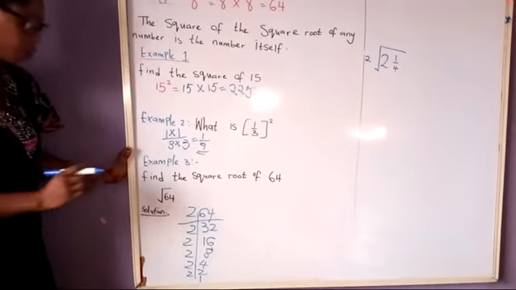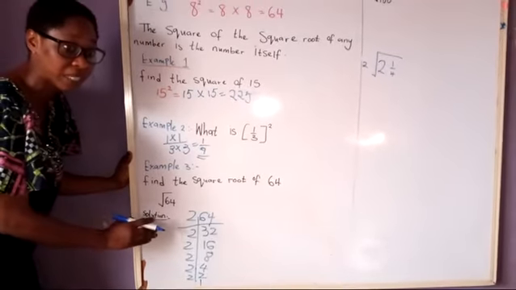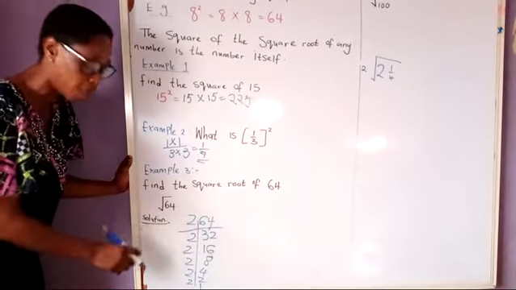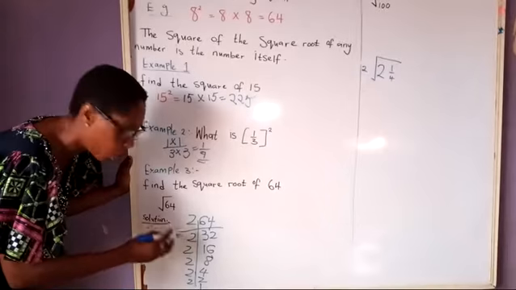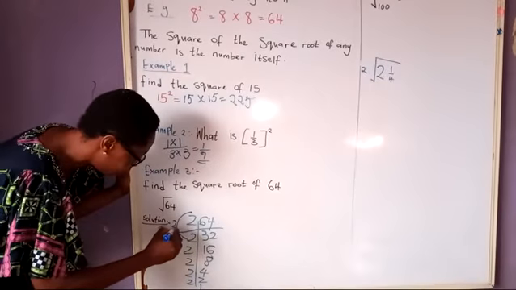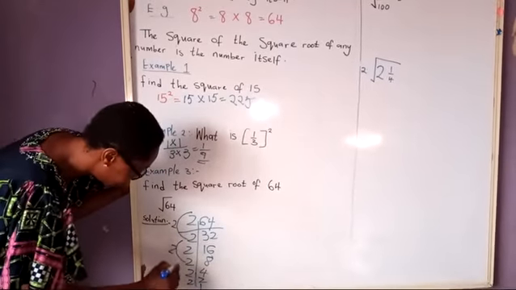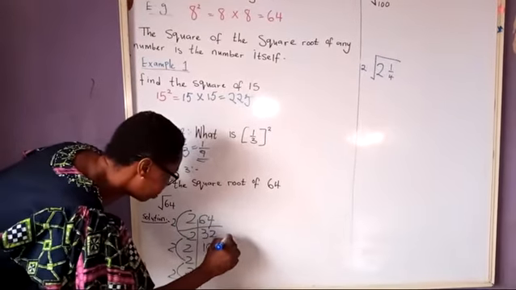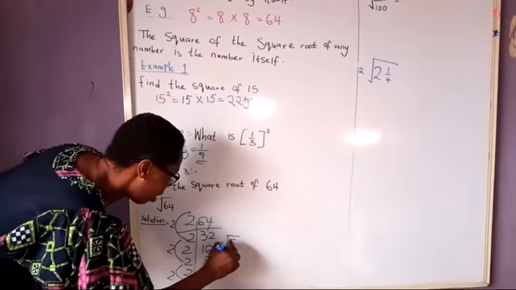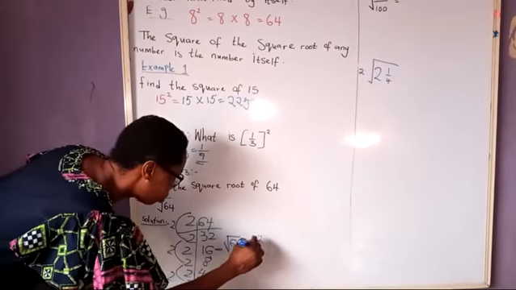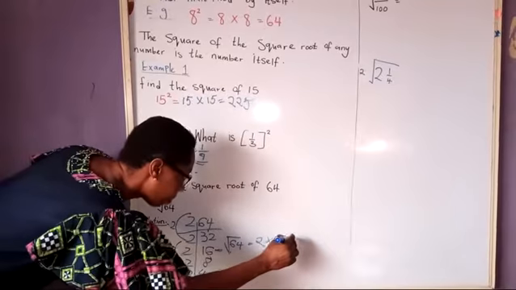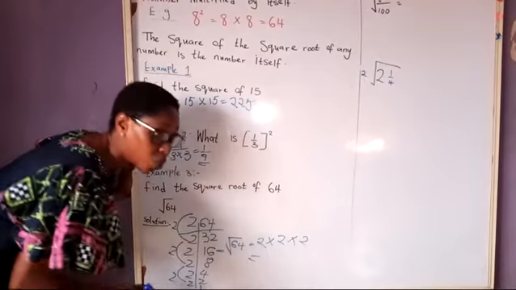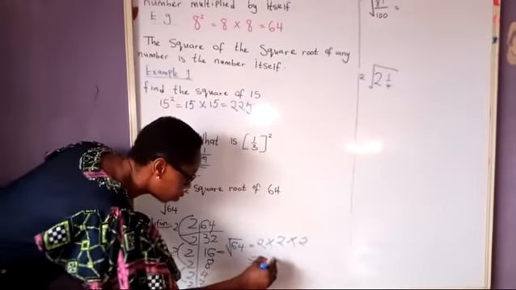Now, don't forget that we want the square root that we are talking about. We said the square root of a number is the number itself, which means that we are looking for the square root. Now, this is 1, 2, another 2, another 2, which means that the square root of 64 equals 2 times 2 times 2. 2 times 2 will give us 4. 4 times 2 will give us 8.